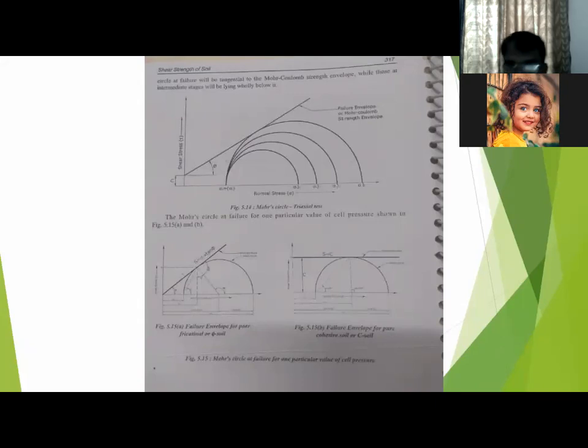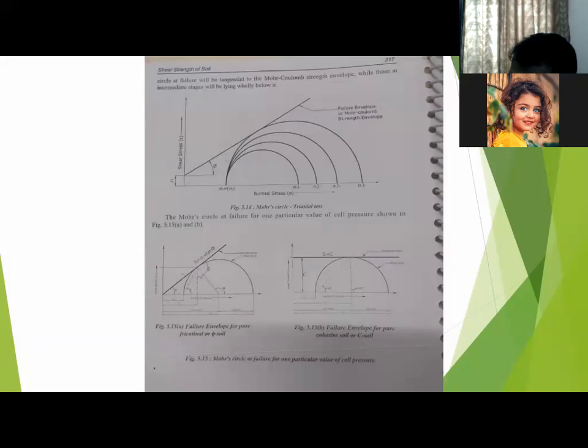Sir, I have one doubt. In direct shear problems, we solve the problems on graph paper. Whatever readings we take, they are not fixed, no? The values of C and phi will change, no? Of course, these are C and phi.